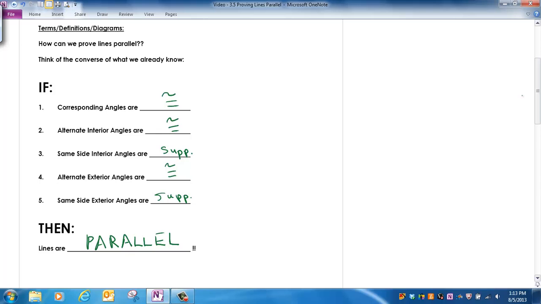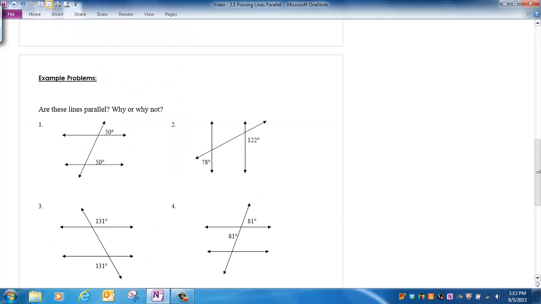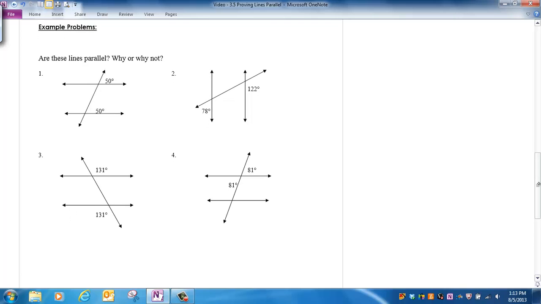So let's see how this might look in the form of a question. We will be given some information and trying to decide, are they or are they not parallel? Now the thing is, we want to reason. We could pull anybody out of the hallway to say yes or no, but we want to be smarter than that. Why or why not? So let's take a look at number 1.